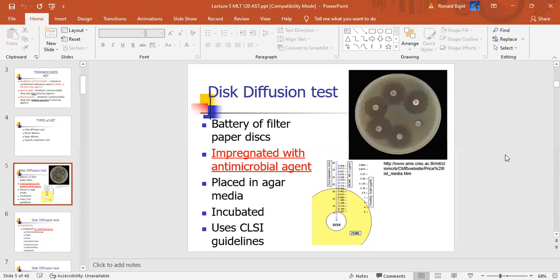Okay. And like I said, the antibiotic or antimicrobial is impregnated in these filter paper discs. So you place it on the agar media, you tap it so it sticks onto the media, and I'll be giving you charts that will tell you, depending on the zone sizes, whether the organism is sensitive or resistant.